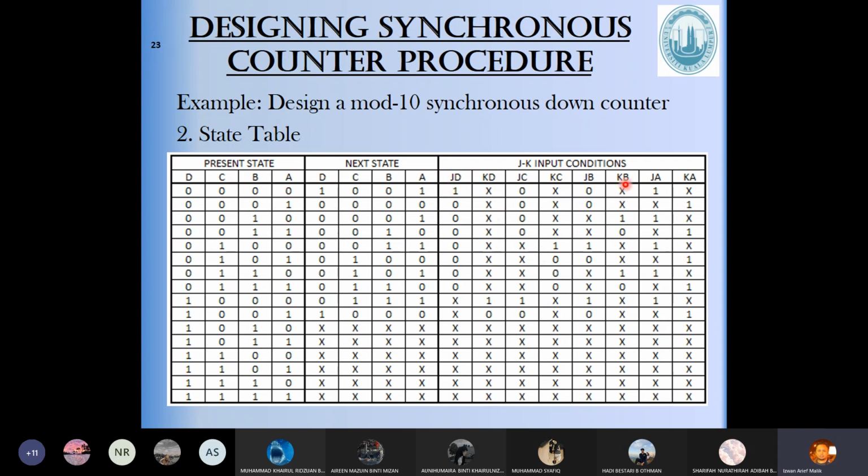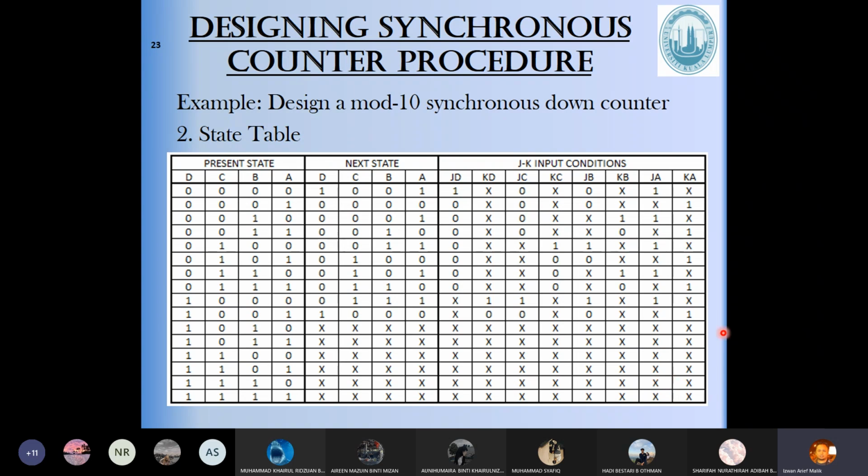Okay, so how do I obtain JD until KA? Compare D and D for present and next state. So D and D plus, C and C plus, B and B plus, A and A plus. So let's look at an example. If we look at number 9, okay. So D 1, D plus 1. So 1, 1, don't care 0. 0, 0, 0, don't care. 0, 0, 0, don't care. 1, 0, don't care 1. Okay, so you compare as usual. That is how you compare. And then the 10 to unknown, all of them become don't care. Easy. They automatically become don't care.